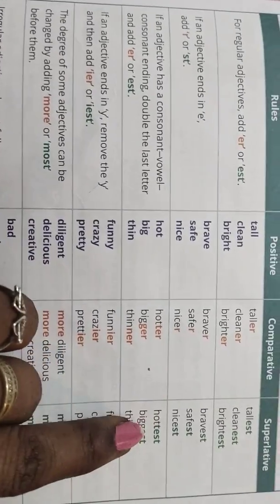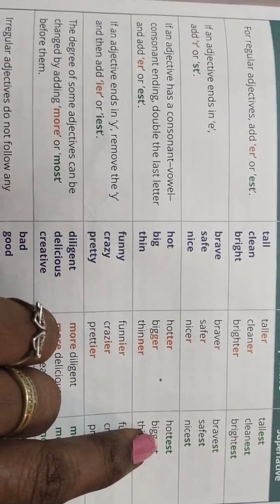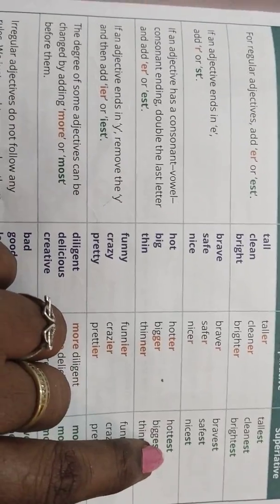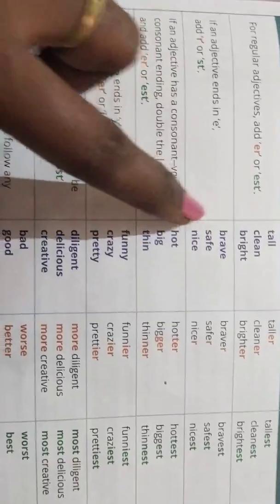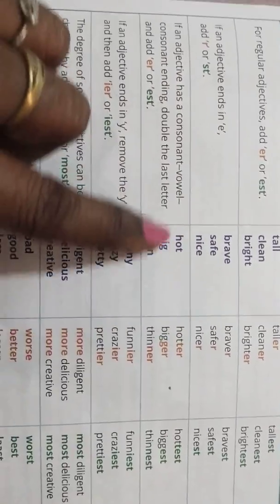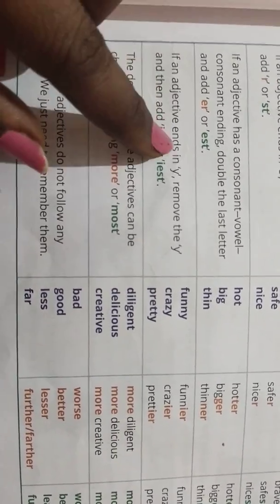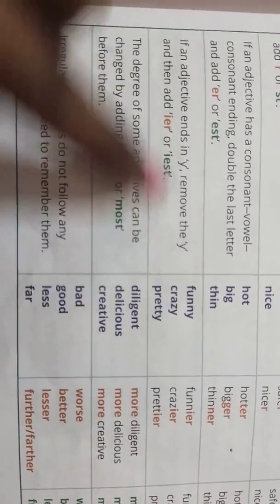And the same thing in the superlative: we need to follow the same rule, that is, the last letter will be repeated again and we have to follow it with EST. So hot, hotter, hottest. Big, bigger, biggest. Thin, thinner, thinnest.